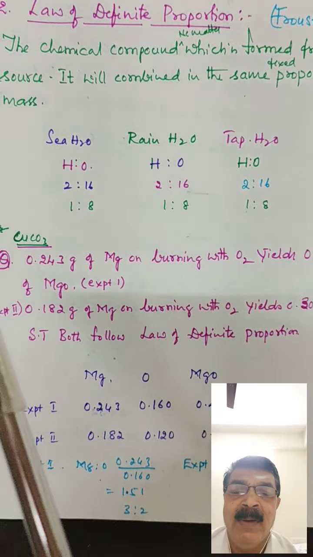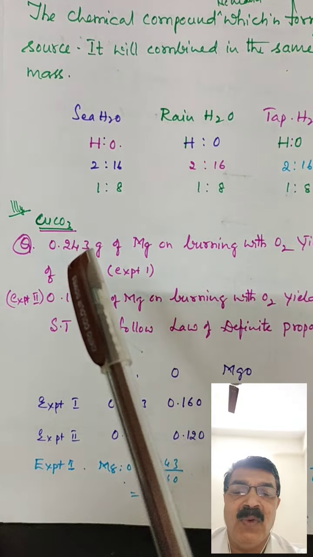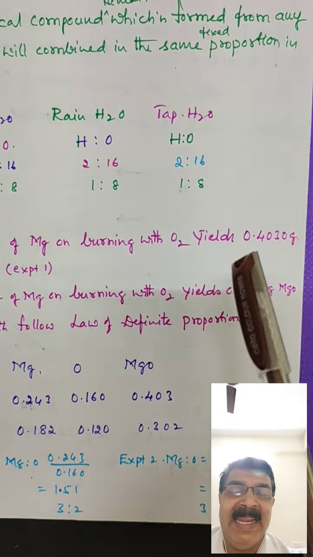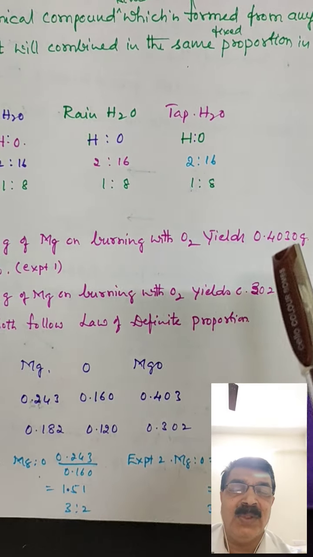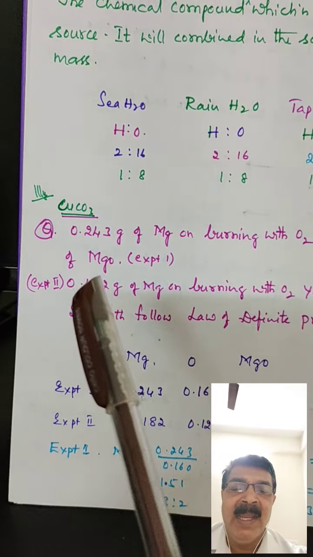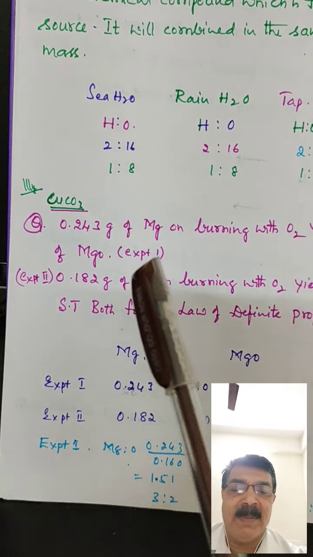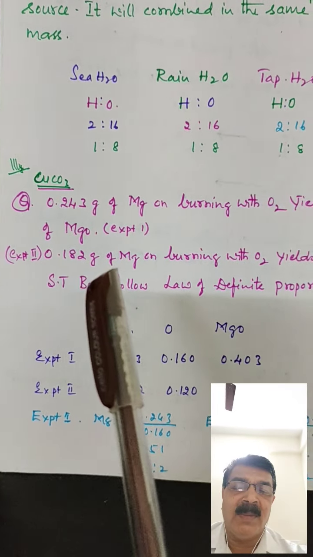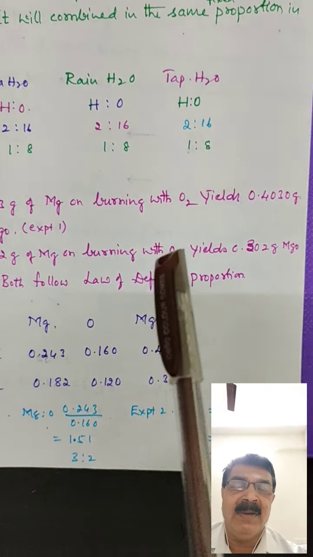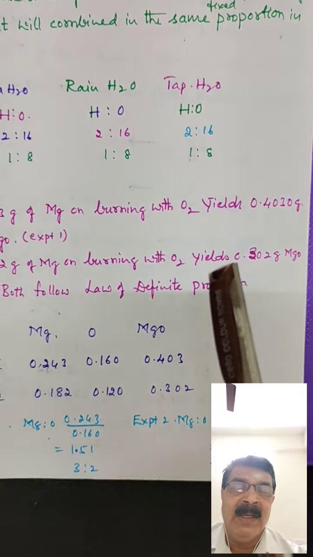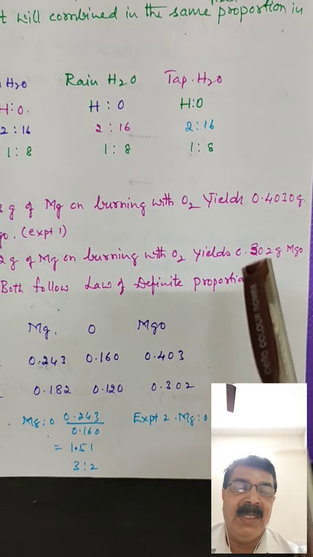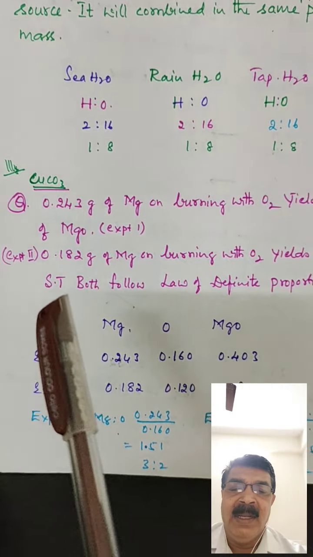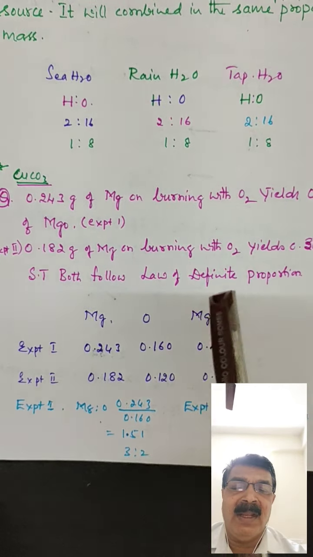Again, what is the question? 0.243 grams of magnesium on burning with oxygen yields 0.403 grams of magnesium oxide. This is experiment number 1. Same time, 0.182 grams of magnesium on burning with oxygen yields 0.302 grams of MgO. Show that both follow the law of definite proportion.